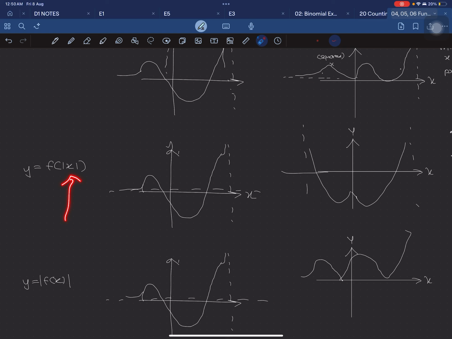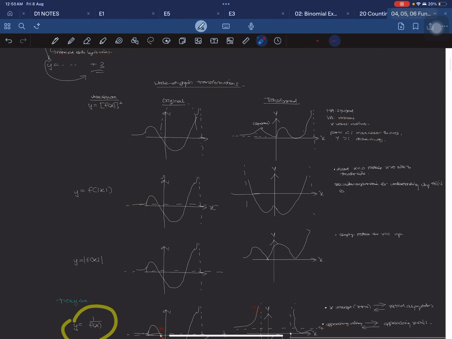Because the y value that it corresponds to now is the positive version, but the x value that we still inputted is negative. And therefore, it's somewhere here, but it corresponds to the positive y value. Okay, that's why the graph is a discarding and a reflection.